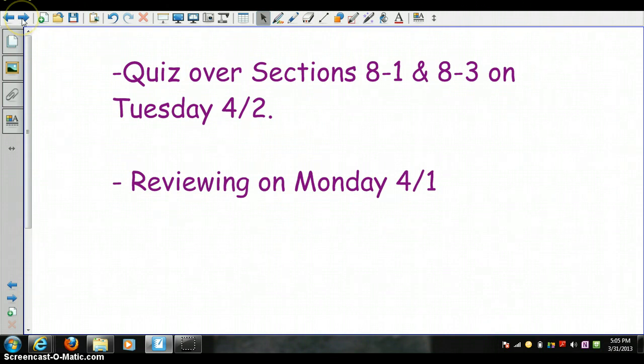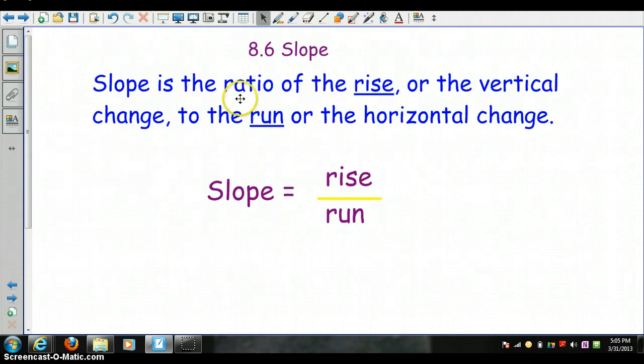We're going to go ahead and move on to 8.6, which is slope. It's kind of a combination of 8.6 and 8.4. We're kind of jumping around here. But what you need to know for this section is slope is the ratio of the rise, or the vertical change, to the run, or the horizontal change of a line. And so this is how you find slope. It's the rise over the run of the line.